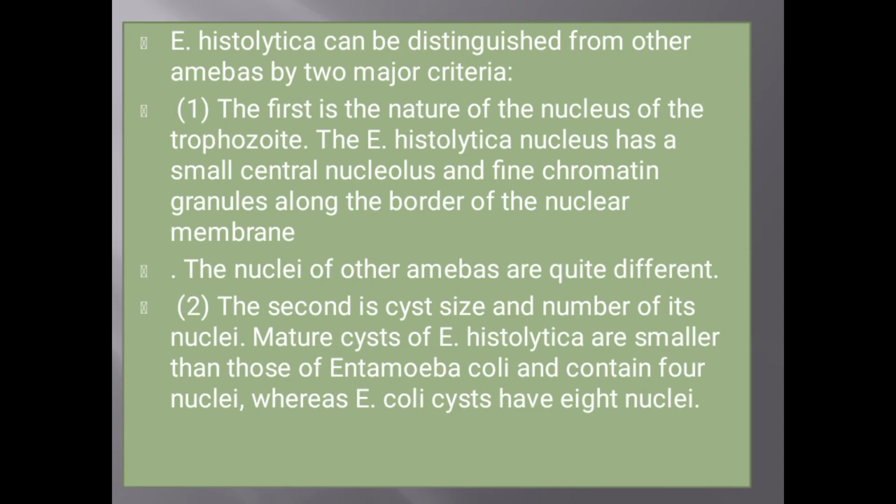Entamoeba histolytica can be distinguished from other amoebas by two major criteria. First is the nature of the nucleus of the trophozoite. Entamoeba histolytica nucleus has a small central nucleolus and fine chromatin granules along the border of the nuclear membrane, as I have shown in the previous slide. The nuclei of the other amoebas are quite different. The second is cyst size and number of nuclei. Mature cysts of Entamoeba histolytica are smaller than those of Entamoeba coli and contain 4 nuclei, whereas E. coli cysts have 8 nuclei.